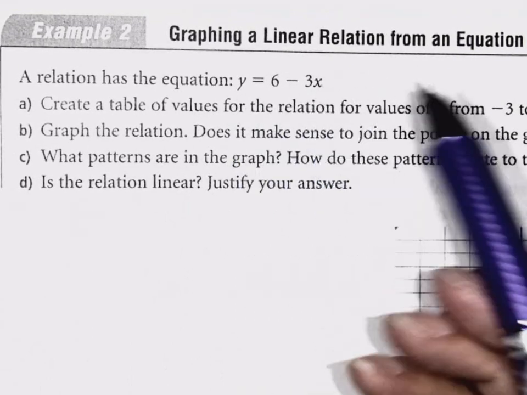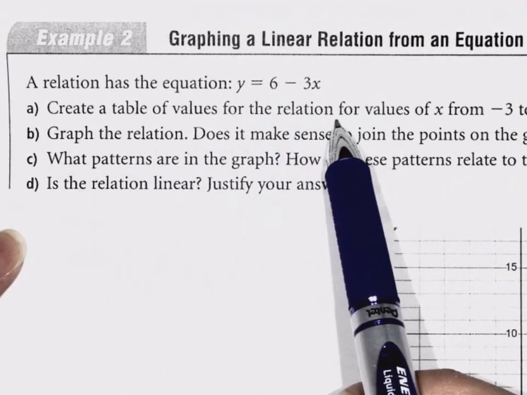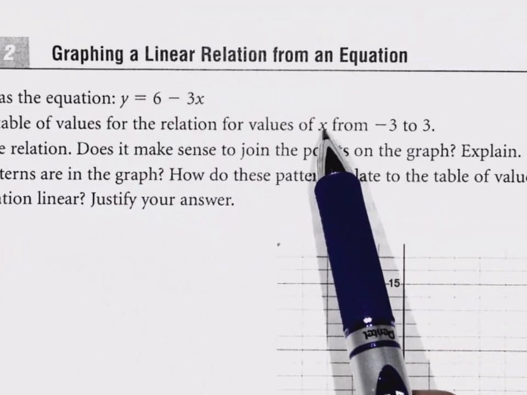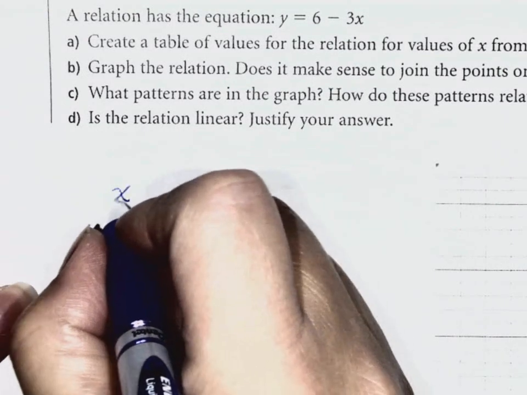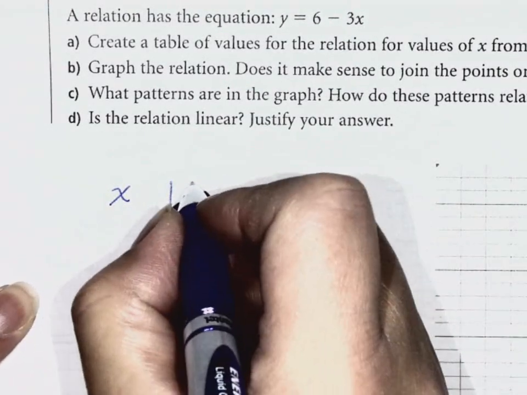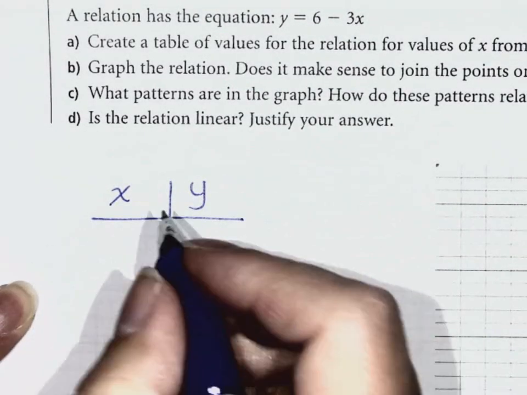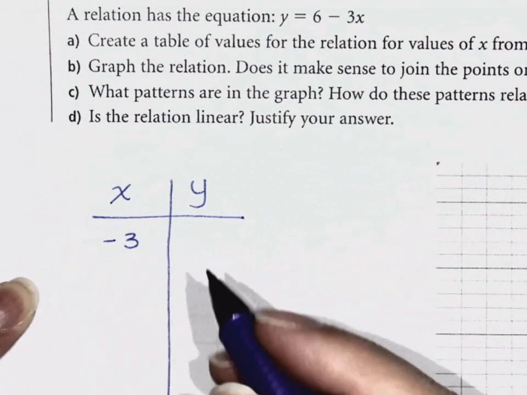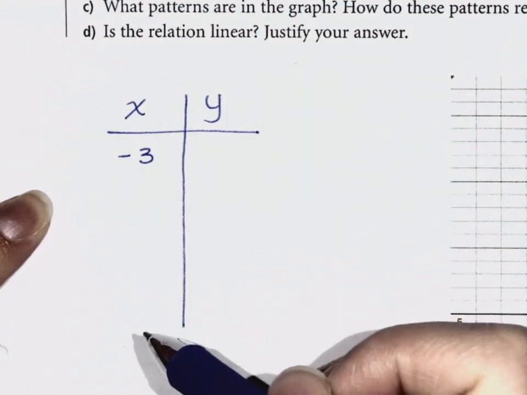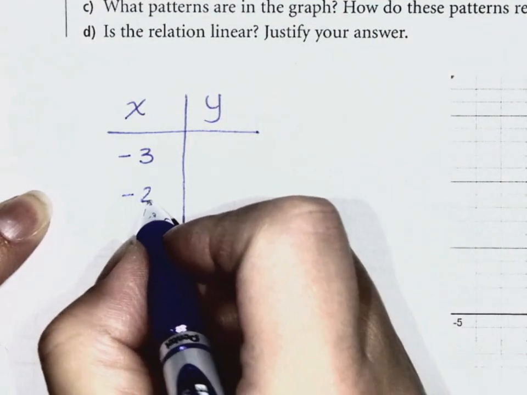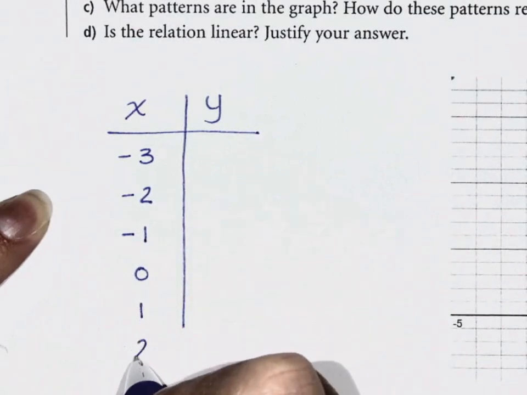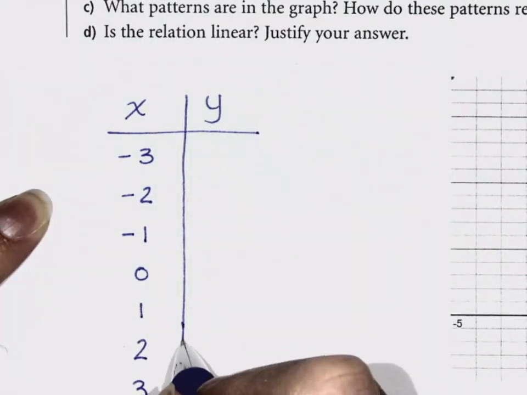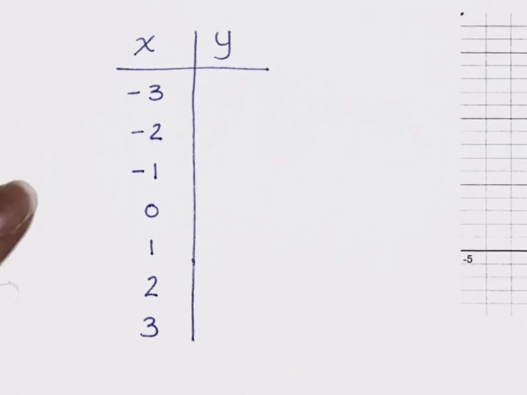Okay, so here we've got this. It says create a table of values for the relation where x goes from -3 to +3. So all that means is when I put my table together, I'm going to start at -3 and I'm going to count up to +3. So -2, -1, 0, 1, 2, 3.